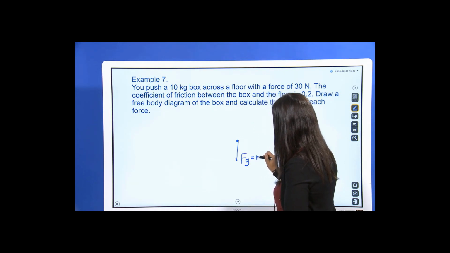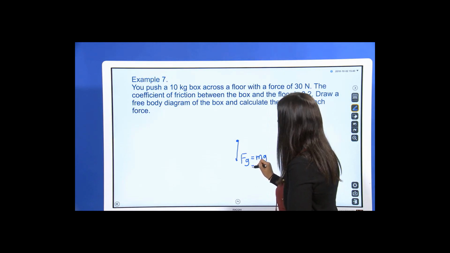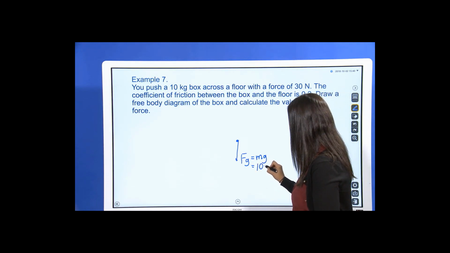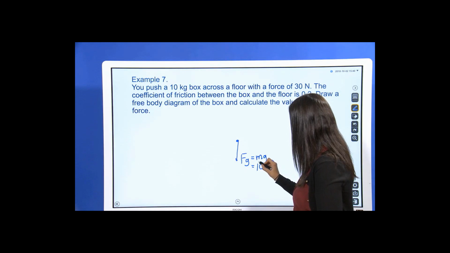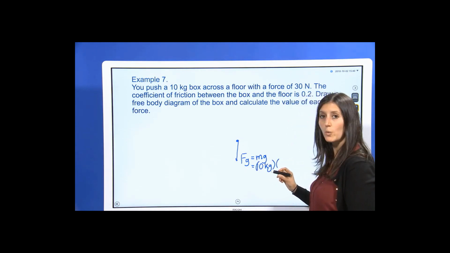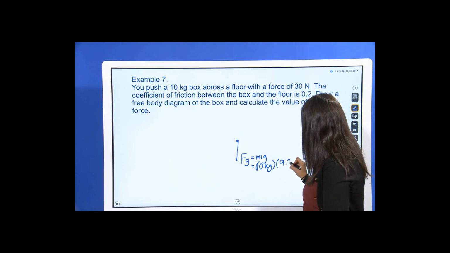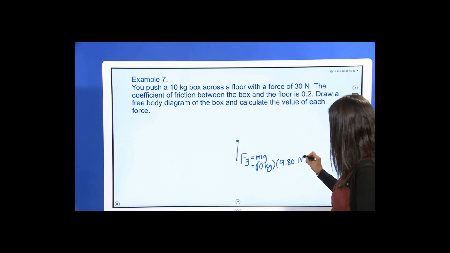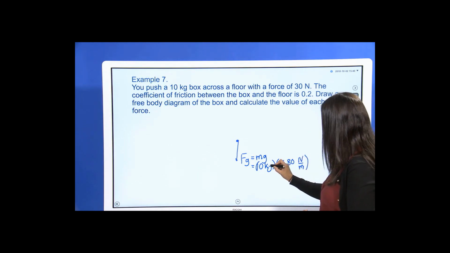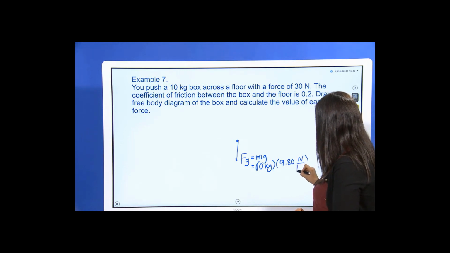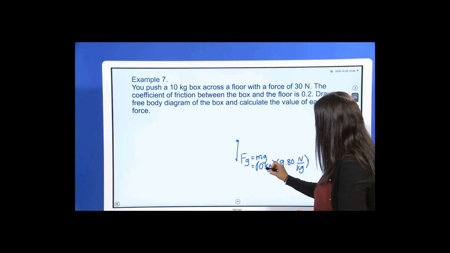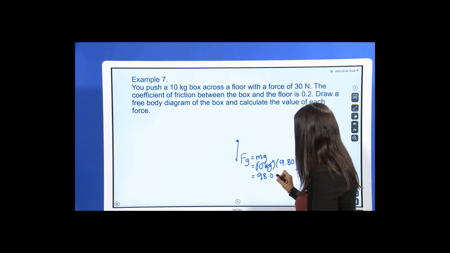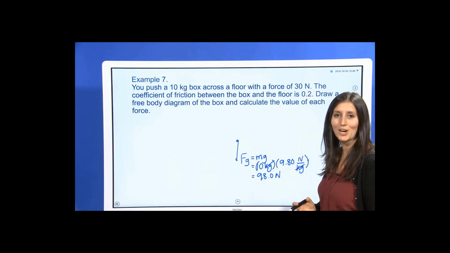always equals mg. M is the mass of my object, so in this case my 10 kilogram box has to be in kilograms, and g is my gravitational constant, which is always 9.80 meters per second squared, or newtons per kilogram. My kilograms cancel out, and I end up with 98.0 newtons, just like my 10 kilogram dog.